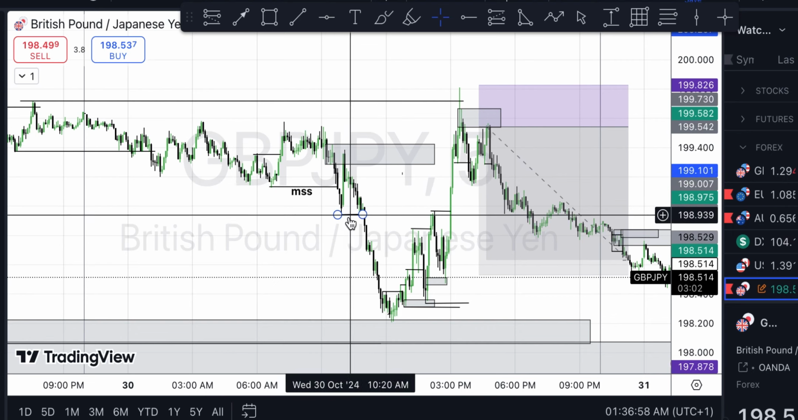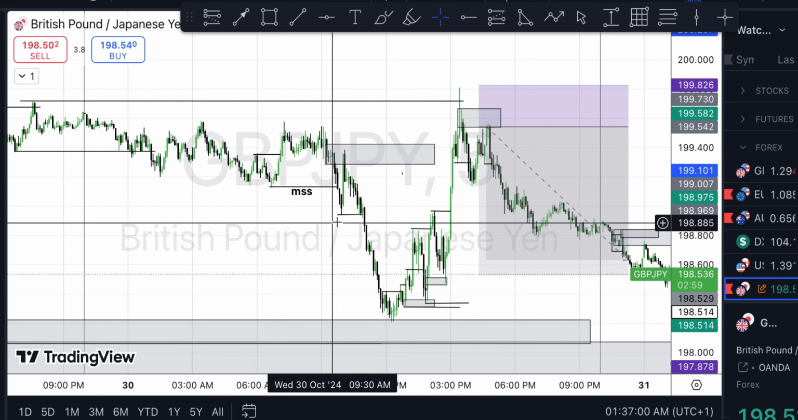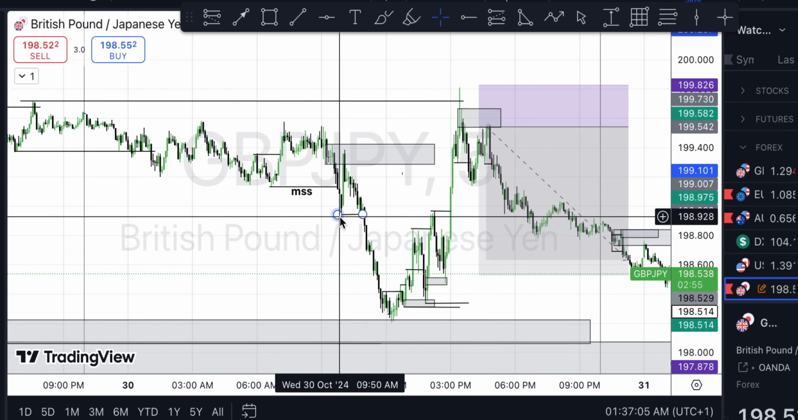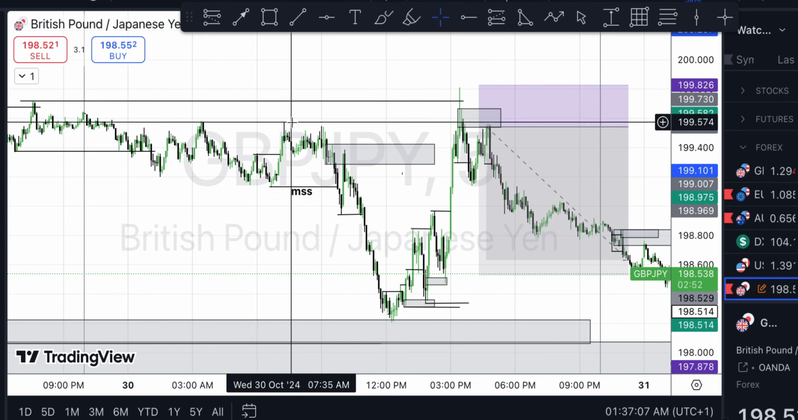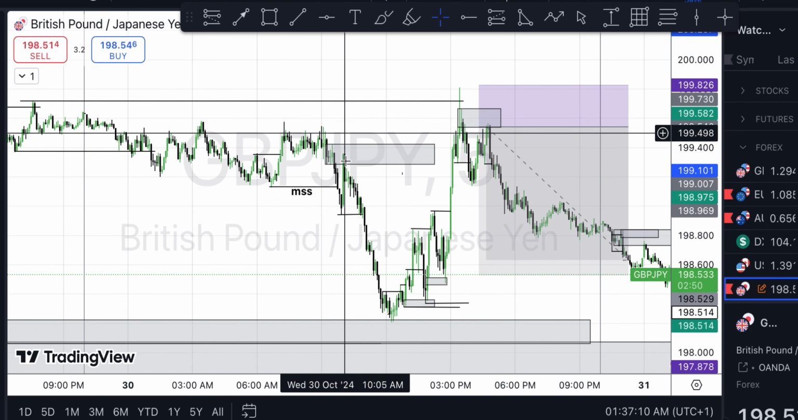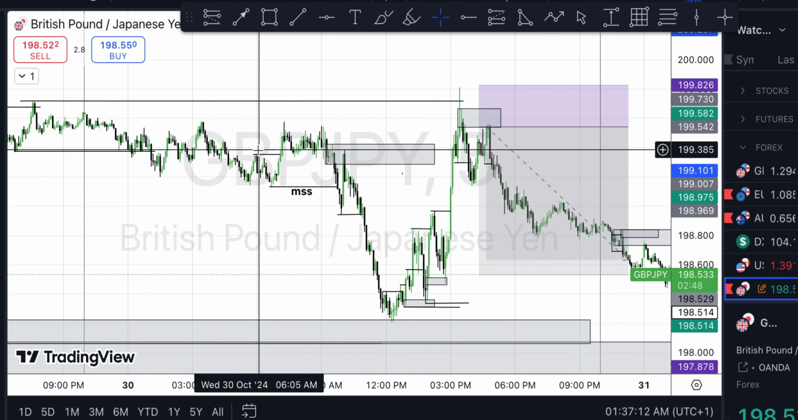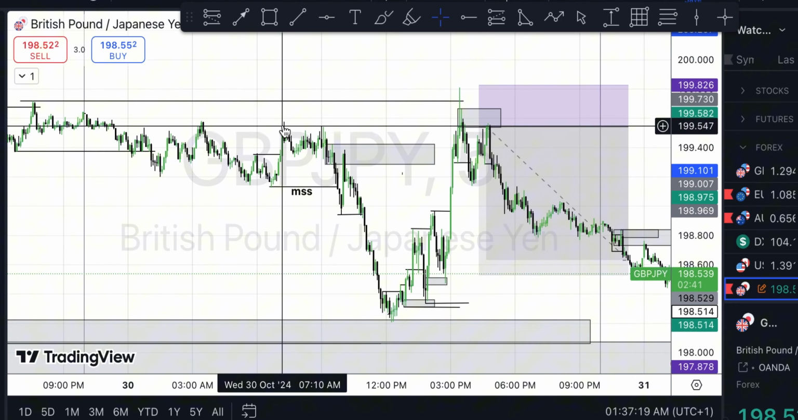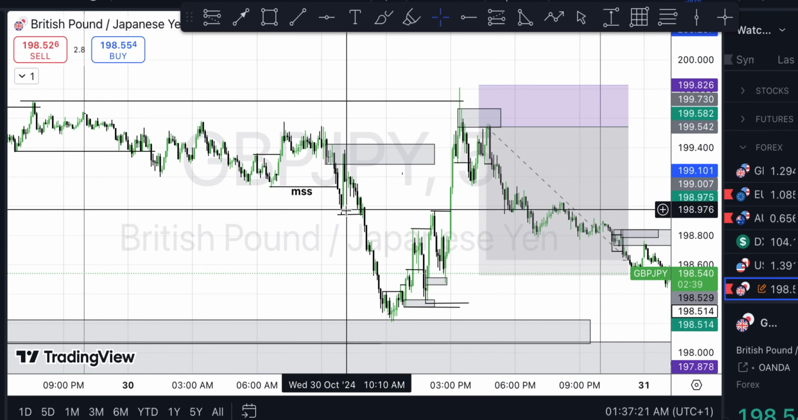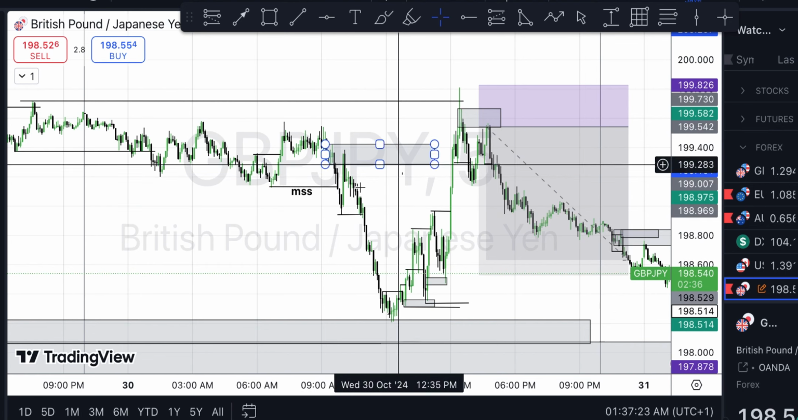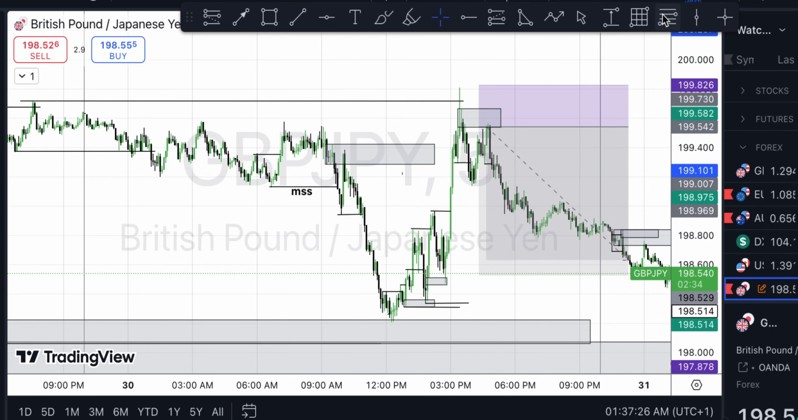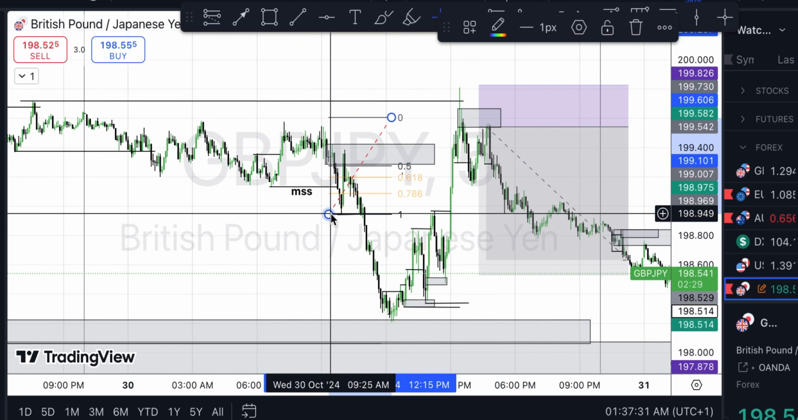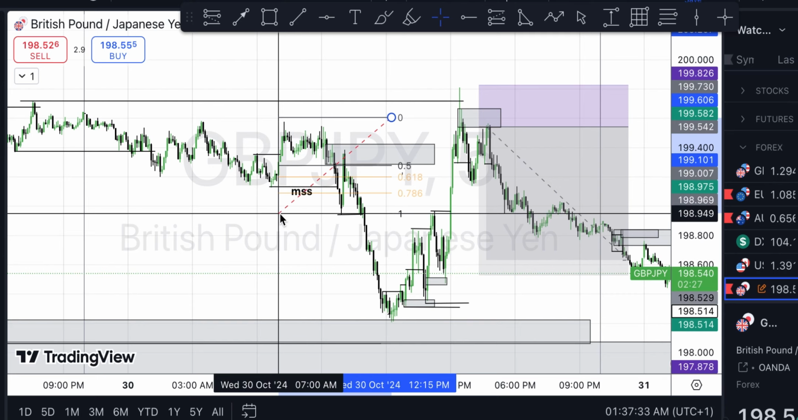So once price did this market structure shift here, it has given me a confirmation that price is about to sell. Remember I told you that price first took out this high, and immediately price took out this one here. This is liquidity that price went for, so this becomes a protected high. So price does a market structure shift. I'll wait patiently for price to retrace back to a premium zone before selling this market.